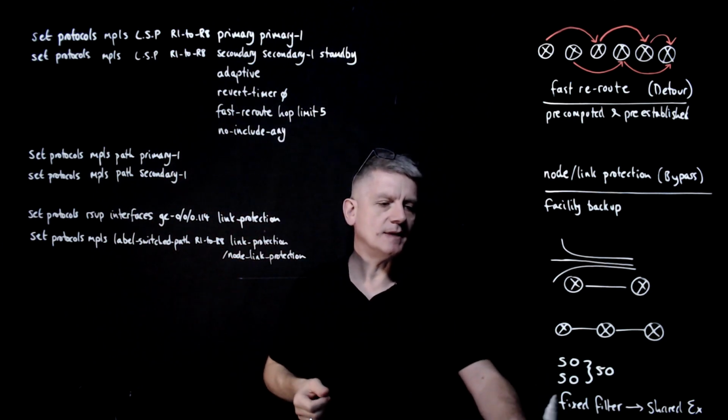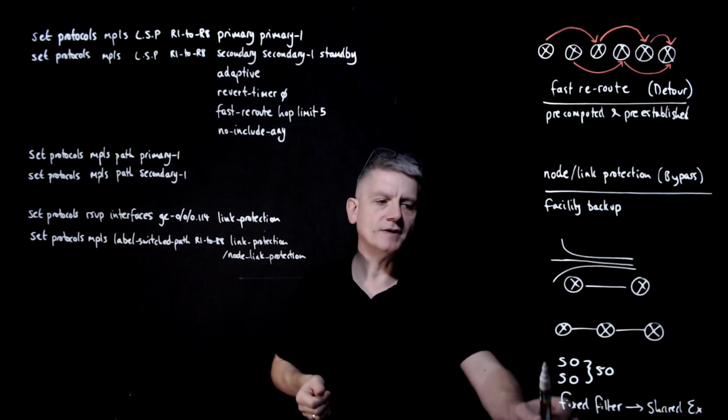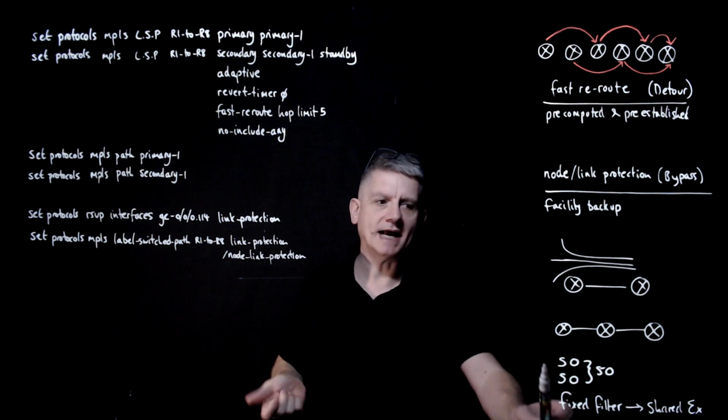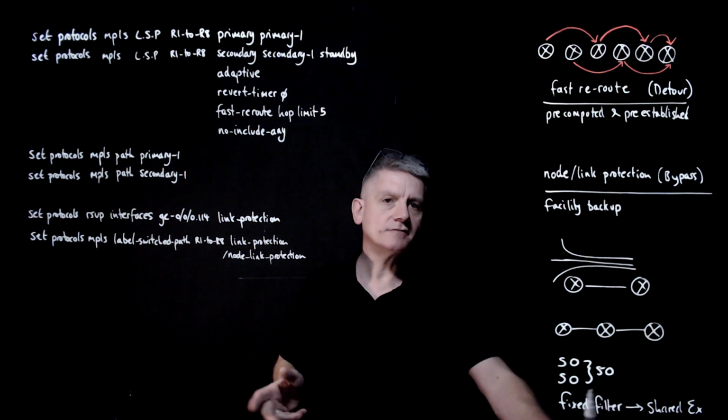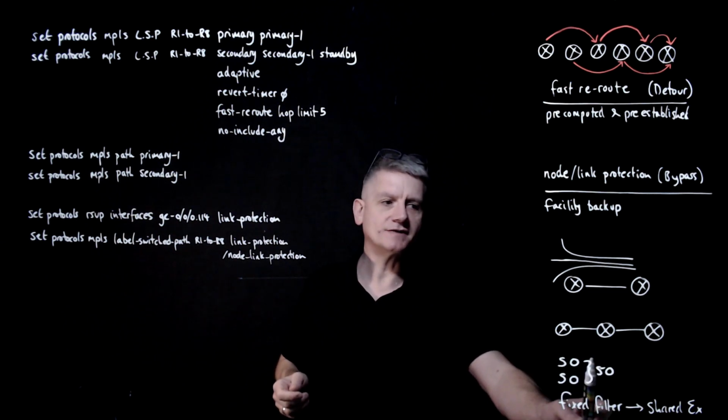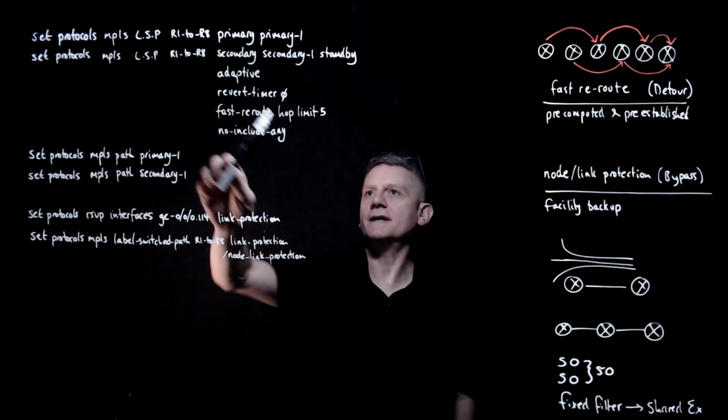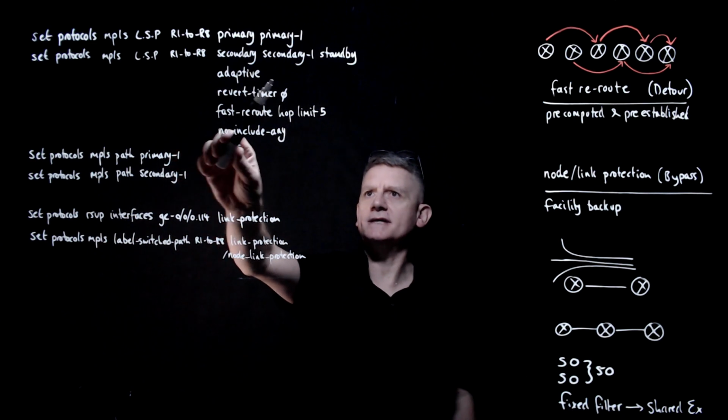And what that basically means is with fixed filter, the primary and the secondary path, their bandwidths would add up, and you'd need a bandwidth of 100 if you had 50s. When you change the reservation style to shared explicit, then they work together and it's only counted as a cost of 50, or a bandwidth of 50. So the adaptive keyword does that.